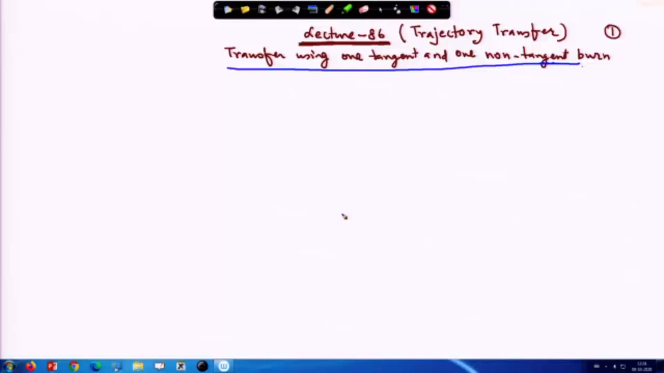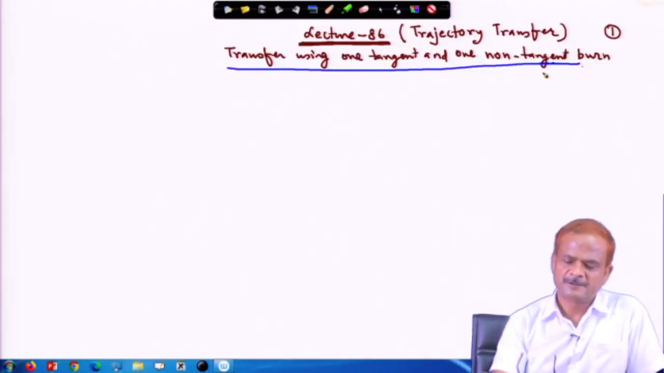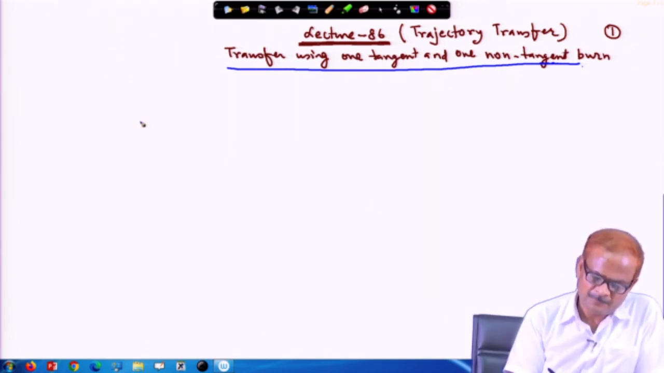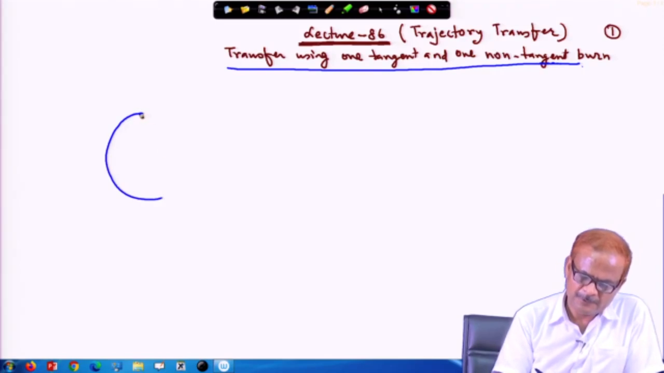Welcome to the 86th lecture. We have been discussing the Hohmann transfer and the bielliptic transfer, and we looked into different aspects of which one is better. Today in this lecture we will do one tangent and one non-tangent burn. Why? Because the Hohmann transfer takes a longer time for transferring from one orbit to another orbit.